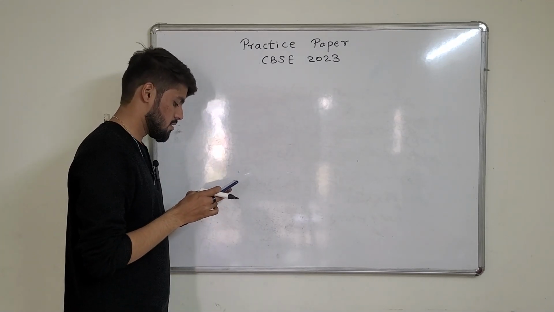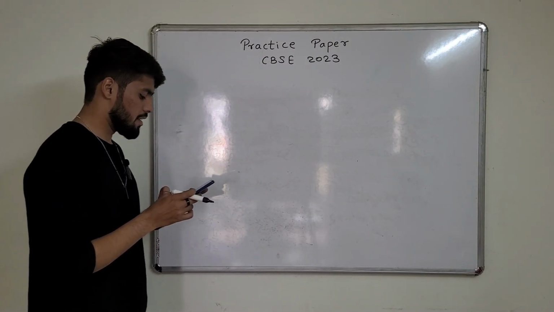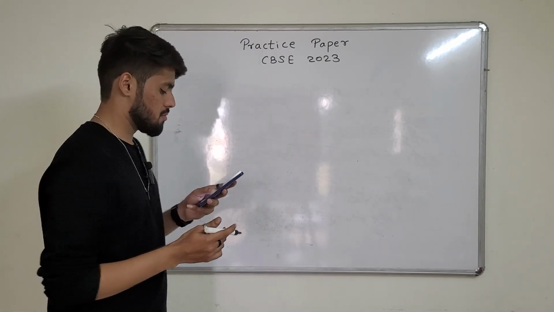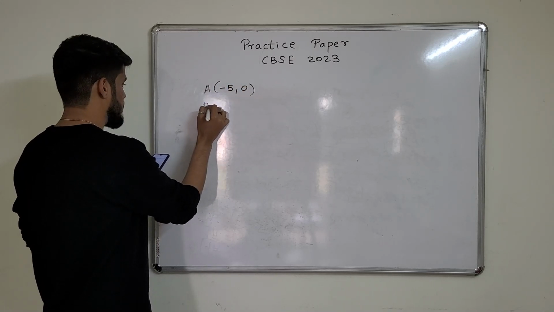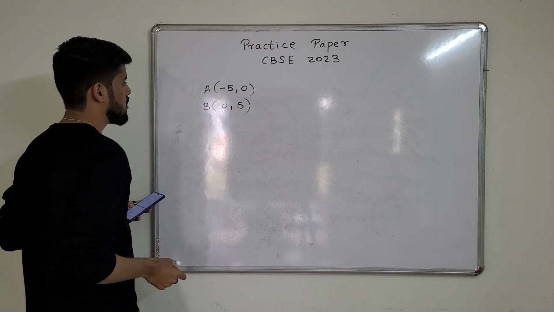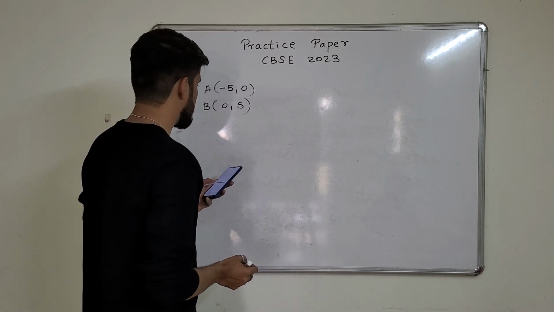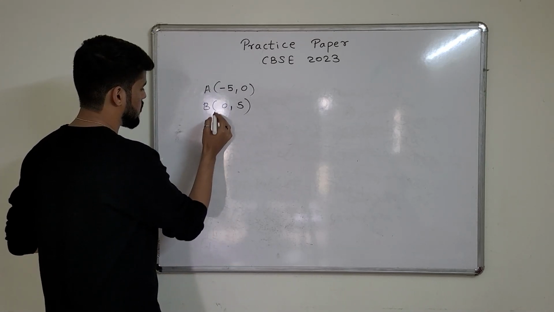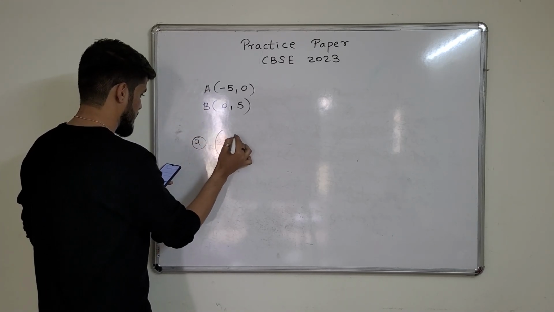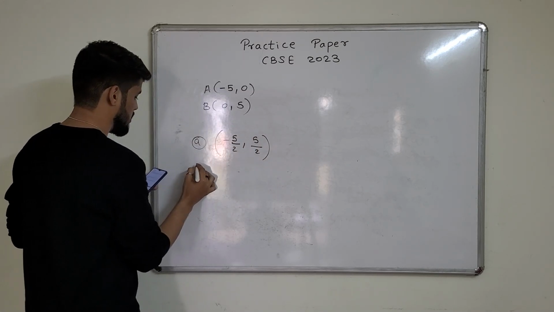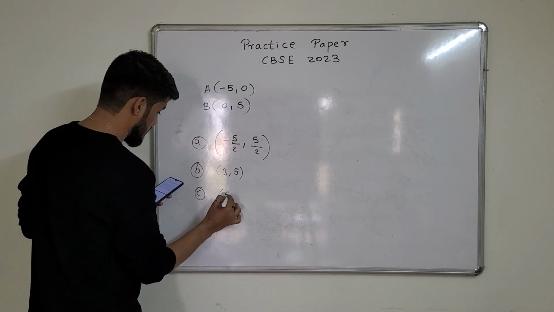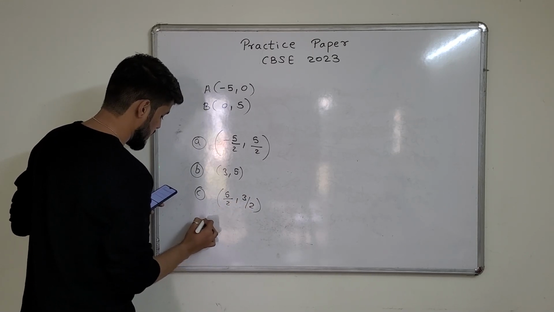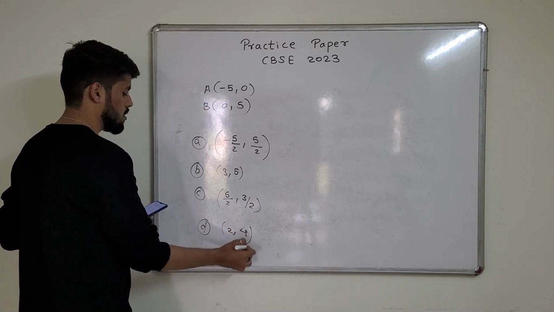So the next question is the 10th question. What is the midpoint of the line segment AB where A is minus 5 comma 0 and B is 0 comma 5? So the given points are A is minus 5 comma 0 and B is 0 comma 5. These are the 2 points and we need to find the midpoint of this. So we know the midpoint formula. First of all, the options are: option A is minus 5 upon 2 comma 5 upon 2, option B is 3 comma 5, option C is 5 upon 2 comma 3 upon 2, and option D is 2 comma 4. These are the options.